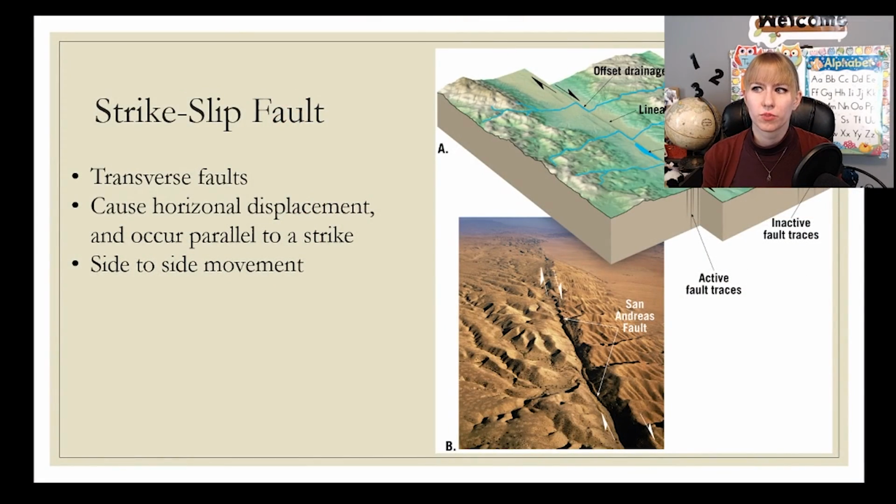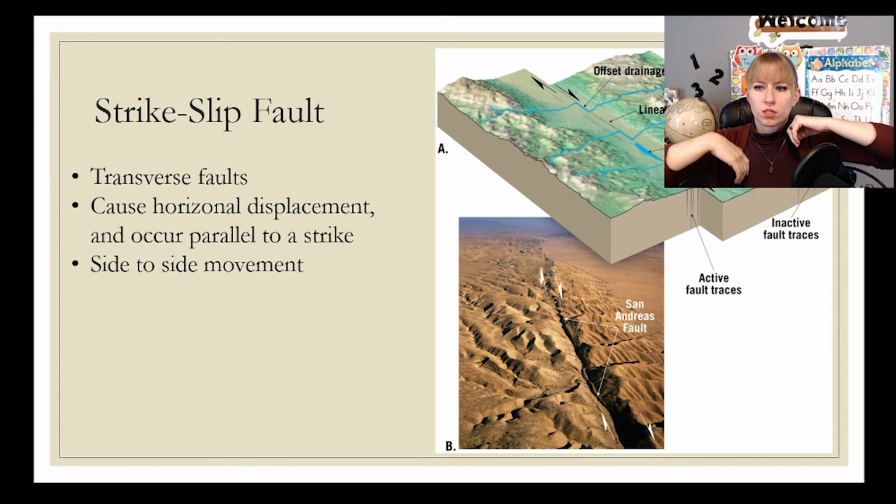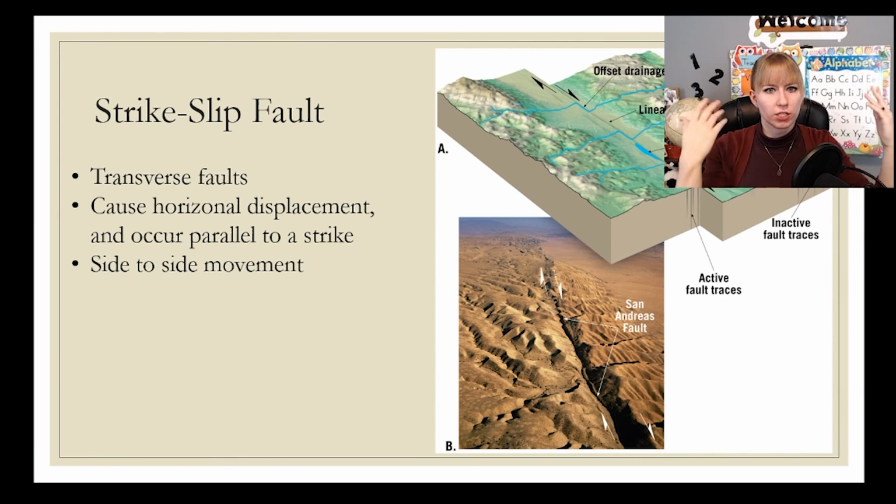A strike slip fault is a type of transverse fault. It is also horizontal displacement and occurs parallel to the strike, and they are side-to-side movements. Strike slip faults will occur in areas such as transform boundaries. So remember, large cyclical motion.